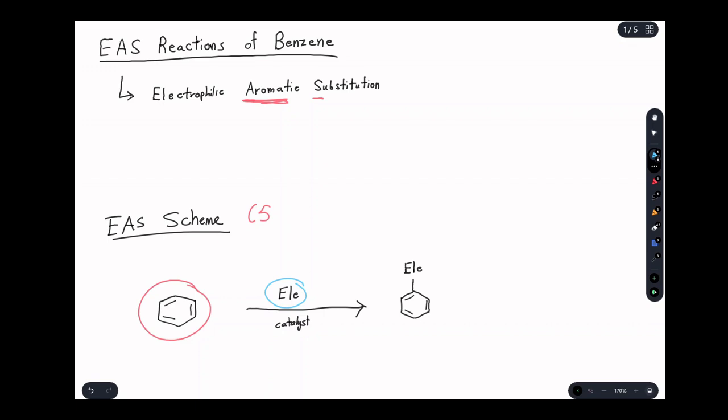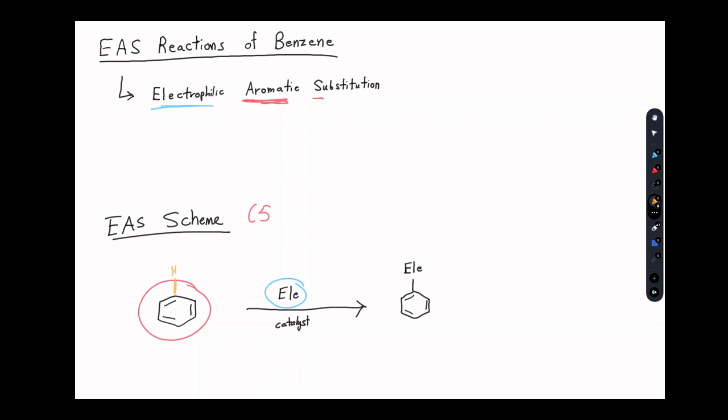The reason, since the benzene is therefore going to be attacking the electrophile at some point, that's the electrophilic aspect of the name. Lastly, we can see that in the product, the electrophile has now been added onto the benzene. But be careful, this isn't an addition. Notice that there was a hydrogen on that position previously on the benzene.